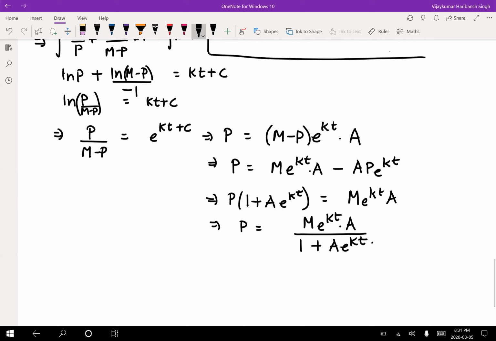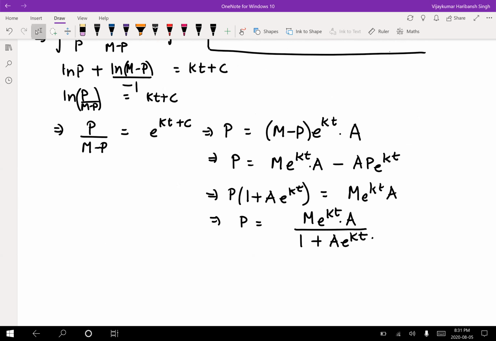Now, we want to simplify this. So how do we go about it? Again, this is your P of t. The problem is done. We need to find out what a could be. So when t is zero, we get P equals P zero. So therefore, what do we get? We can solve it either here or at the top here. So let's solve for that.